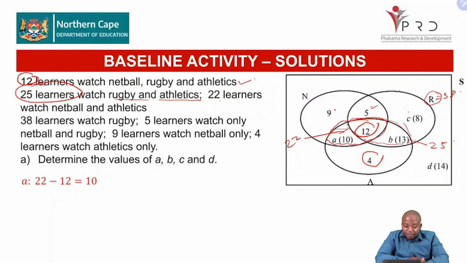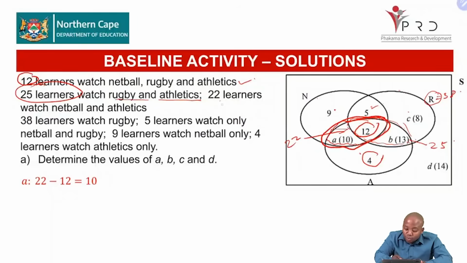Now, let us look at the value of A. The value of A is found on the intersection between netball and athletics, and we are told that the total for netball and athletics, which is the intersection between netball and athletics, was how much?